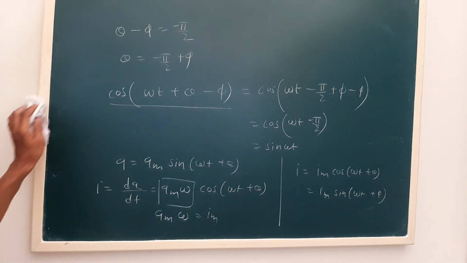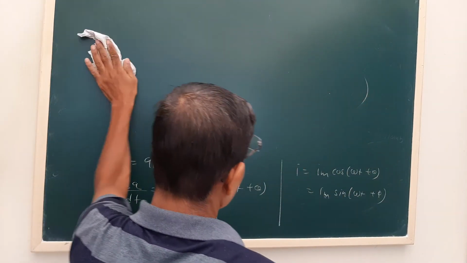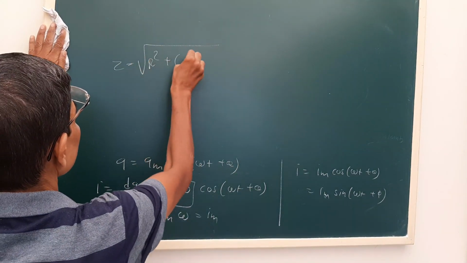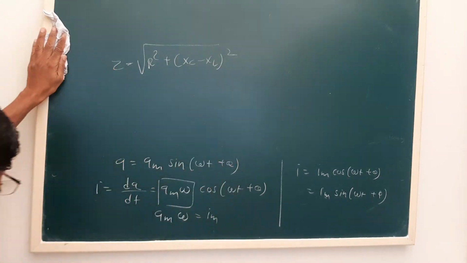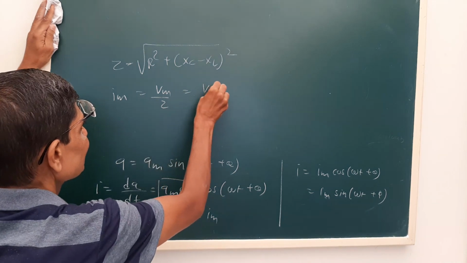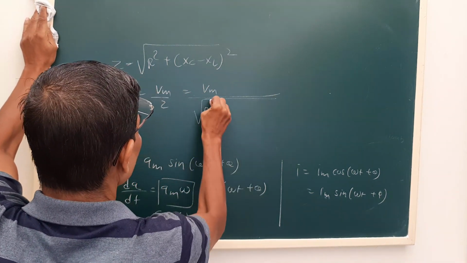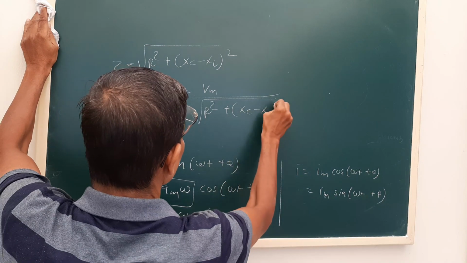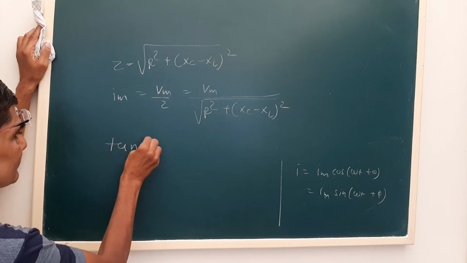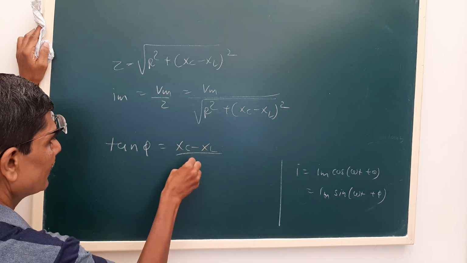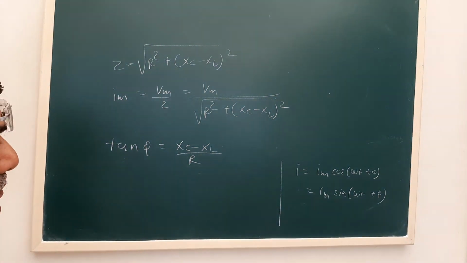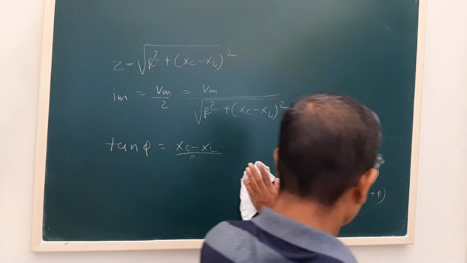Now again we have to recall the equation for the impedance. Z is equal to the square root of R square plus (Xc minus XL) whole square. Im is Vm by Z. Now Z is nothing but our impedance, the square root of R square plus (Xc minus XL) whole square. And see the phasor relation, tan phi is (Xc minus XL) by R. So this is how we have obtained the analytical solution of the LCR AC series circuit.